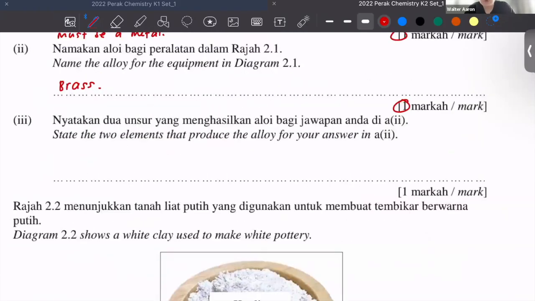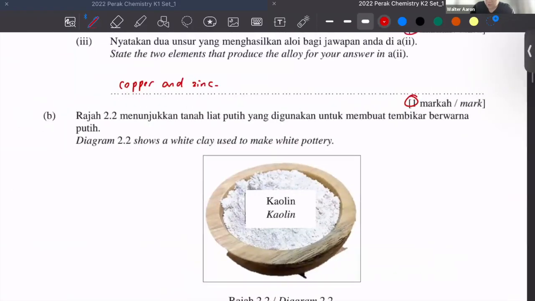State 2 elements that produce the alloy in your answer in A2. So it's asking you what are the main constituents of brass, and the answer is copper and zinc. So you get 1 mark from there. Let's take a look at B.